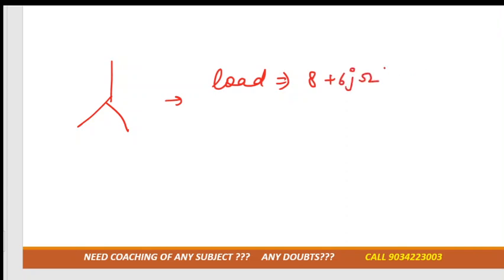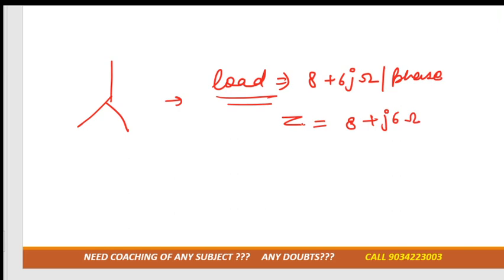Now in this numerical, they have given a balanced star connected load. Star connected means this one is the star connected, right? The load they have mentioned is 8 plus j6 ohm per phase. Per phase means for one single phase the load is this one. They have given Z, and Z is 8 plus j6 ohm. Okay, and Z is always in phase.